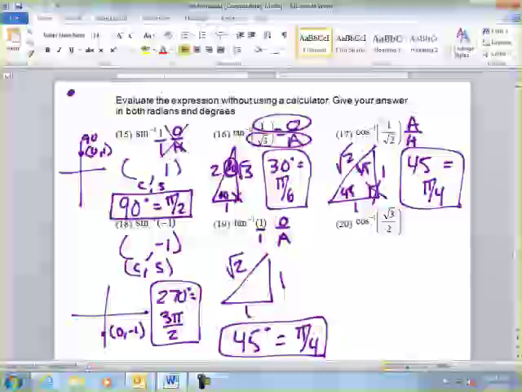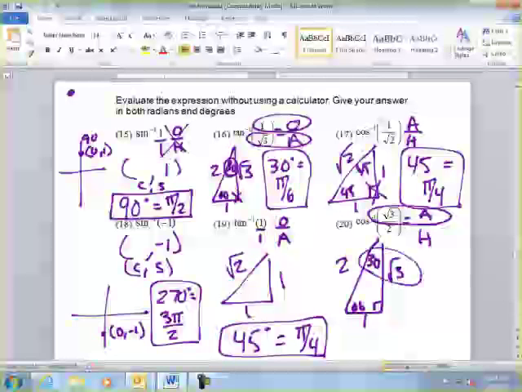For the last one, what's SOHCAHTOA for cosine? Adjacent over hypotenuse. Which triangle are we looking at? 30, 60, 90 is the one that has square roots of 3's and 2's in it. And which angle is adjacent to that square root of 3? The 30. Adjacent means next to. So the angle that is next to that square root of 3 is the 30, which we said before is pi over 6.